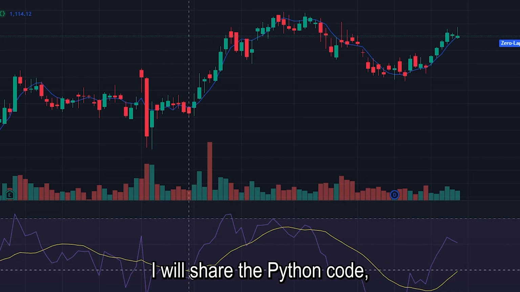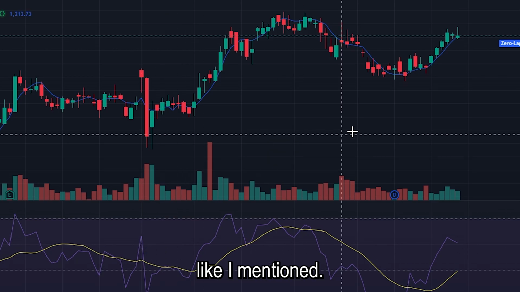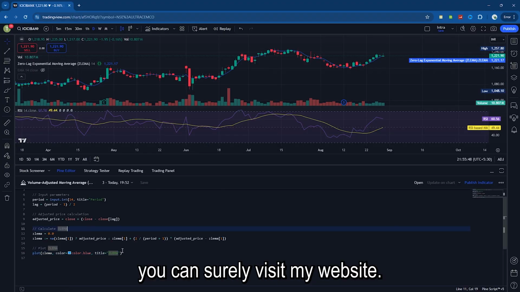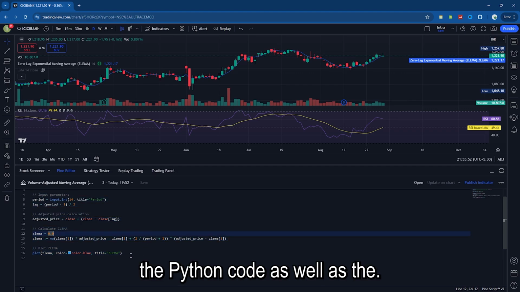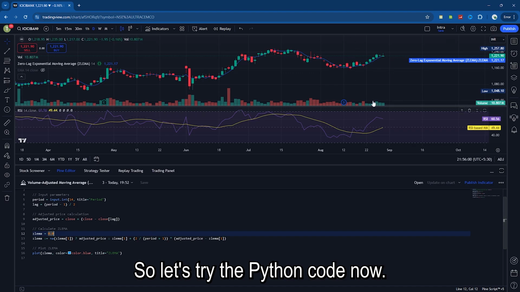Now what I will do, I will share the Python code, the VBA code, as well as the Pine code. So the Pine code is already there, like I mentioned. So this was our Pine code. If you want, you can surely visit my website. I will share the Python code as well as the VBA code. Right, so let's try the Python code now.